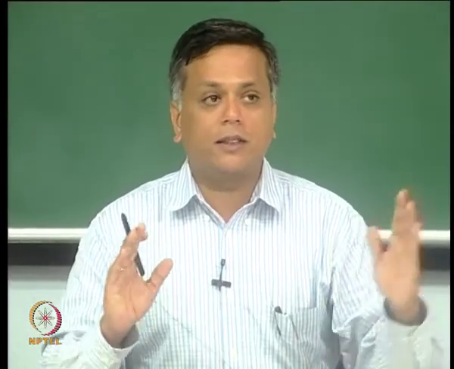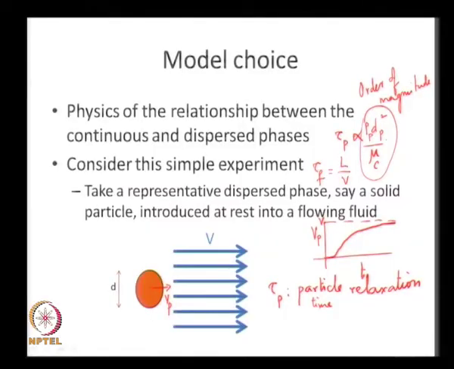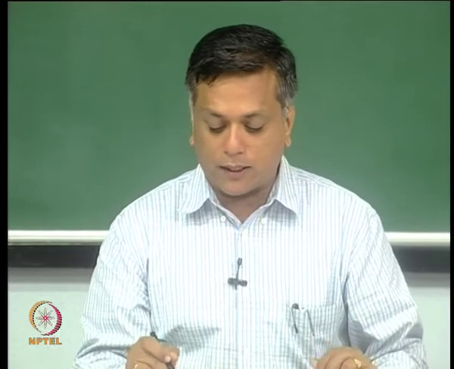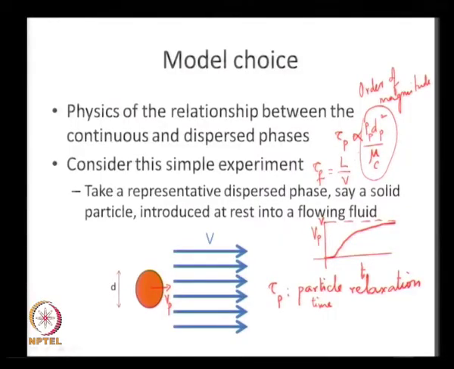If the relaxation time is much greater than L over V, which is the residence time itself, then it will never reach equilibrium locally at every point. So this rho p dp squared by mu c is a time and L over V is another time. The competition between these two times tells me whether I should use the mixture model or not. So for example, if I write the competition in the form of a ratio, what do I get? Rho p dp squared by mu c times V over L. So this is a dimensionless number, and this dimensionless number has a meaning.